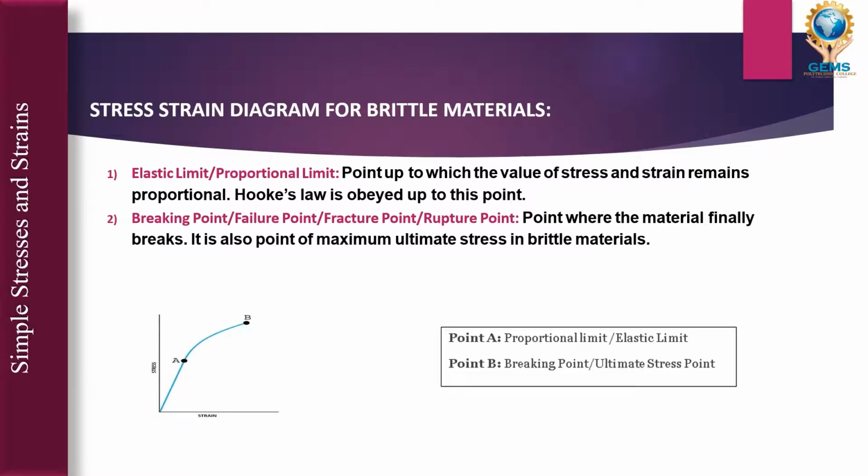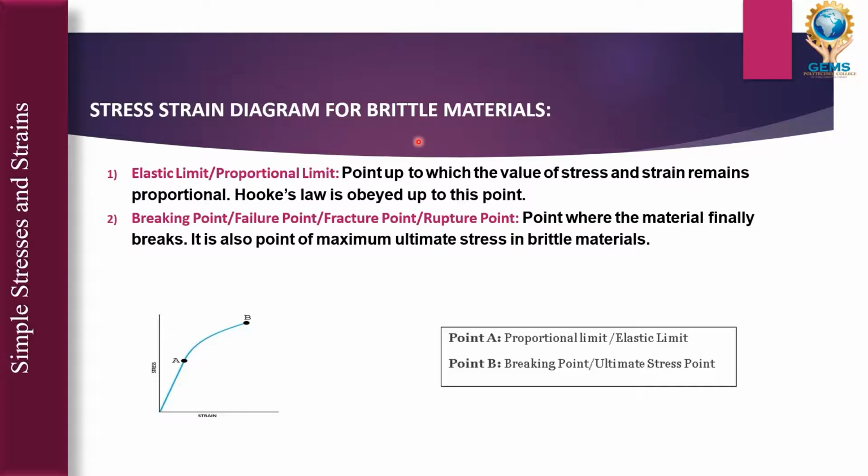Now we will see a stress strain diagram for brittle material. Understand? Previously we have seen a stress strain diagram for ductile material. Now we will see a stress strain diagram for brittle material. So first of all we should know what is brittle material. What is brittle material? A material is brittle if when subjected to stress it breaks with little elastic deformation and without any significant plastic deformation.